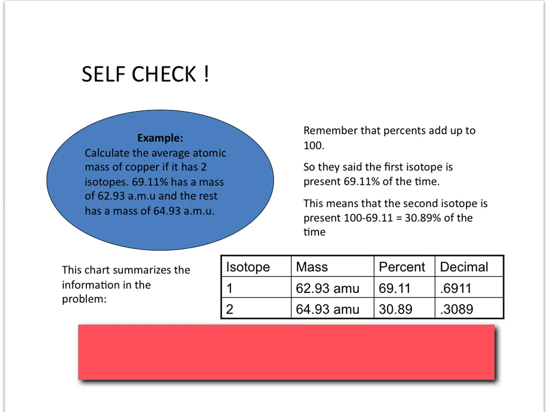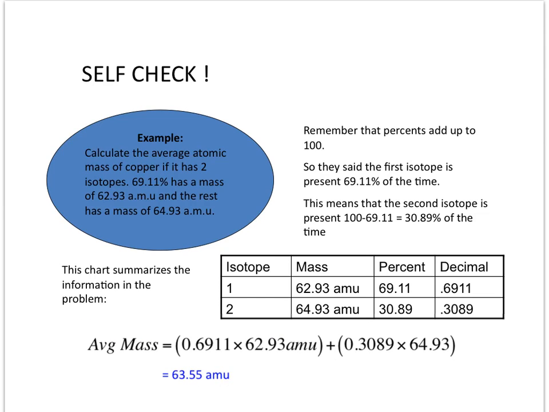This is your self-check. Go ahead and try to get the answer to this problem. Calculate the average atomic mass of copper if it has two isotopes, and then come back and see how well you did. Alright, hopefully you noticed that there were two isotopes. One was 69.11% abundant, and you were given its mass, as seen in the first row of the data table. And the rest has a mass of 64.93.